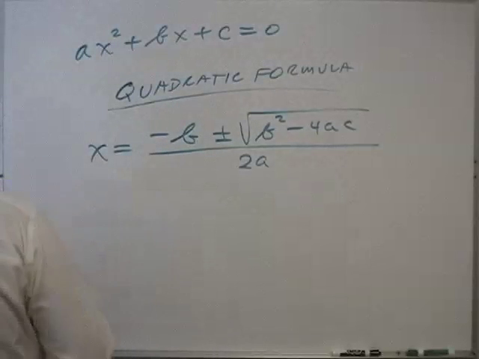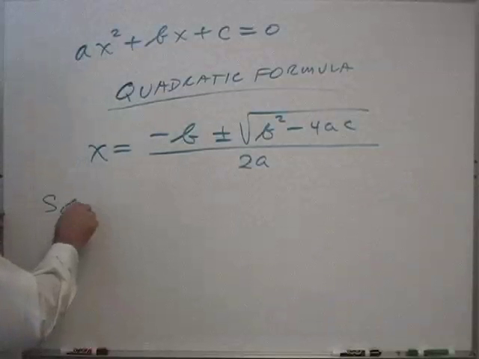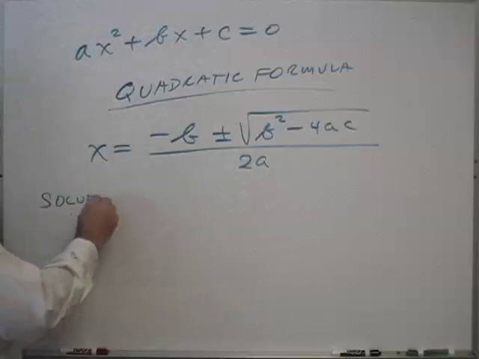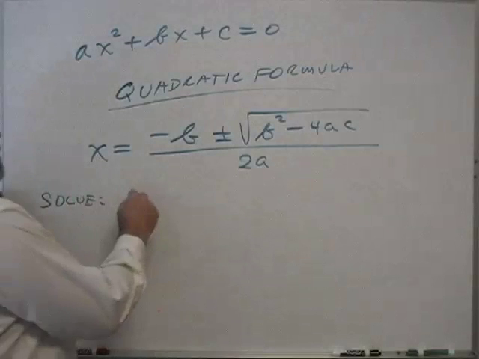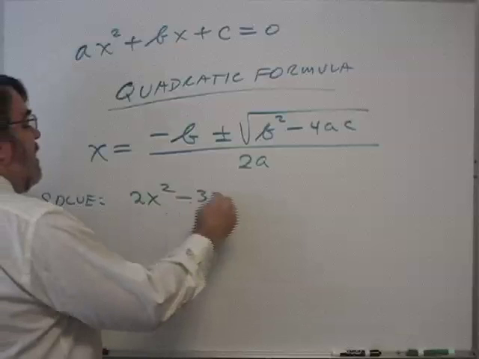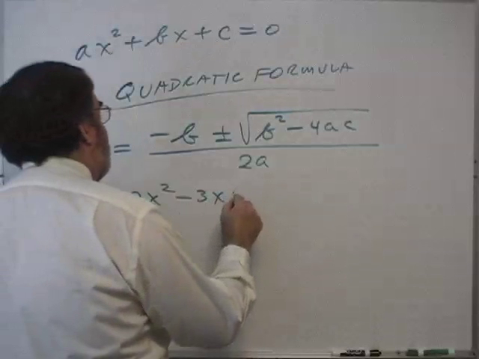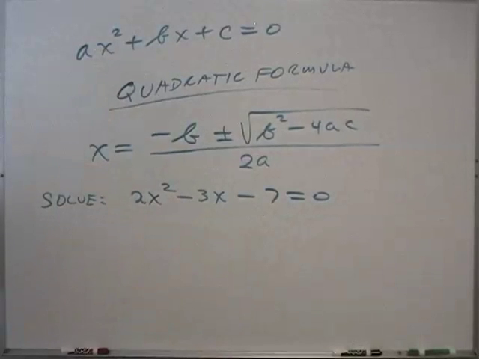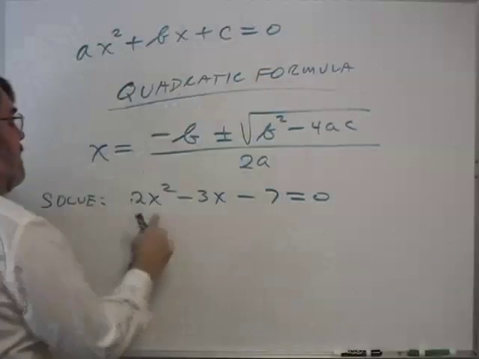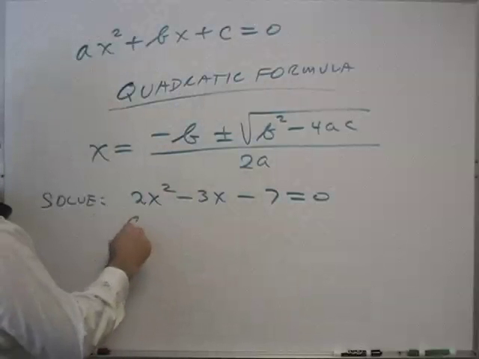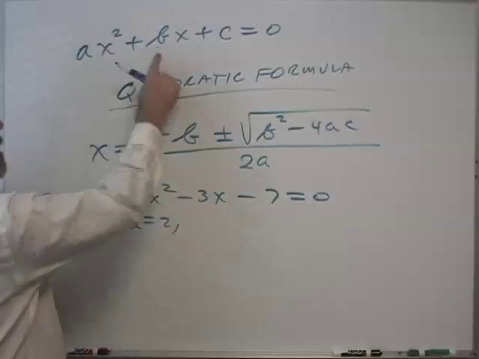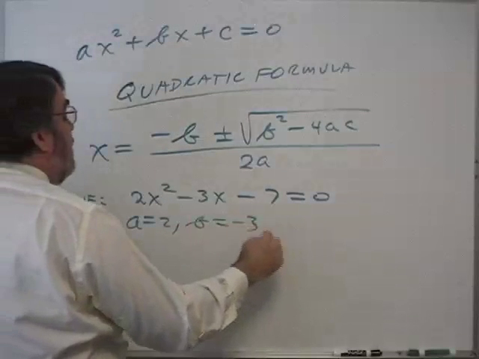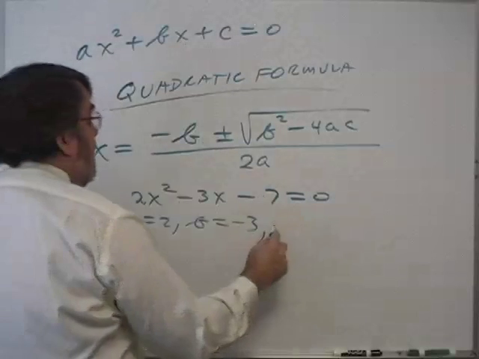Suppose that we're going to solve 2x squared minus 3x minus 7 equals 0. All right, well, comparing it with up here, 2 is equal to a, so a equals 2. B is the number in front of x, so b is negative 3. And c is negative 7.